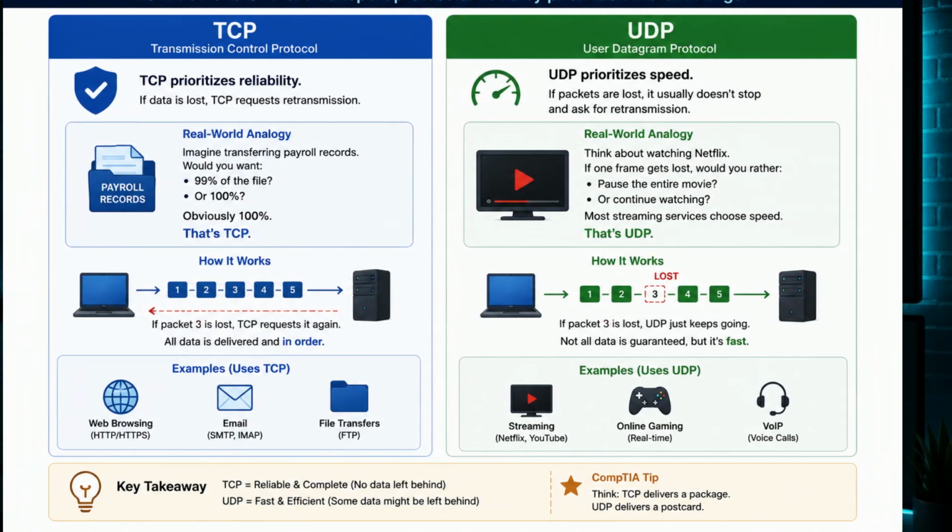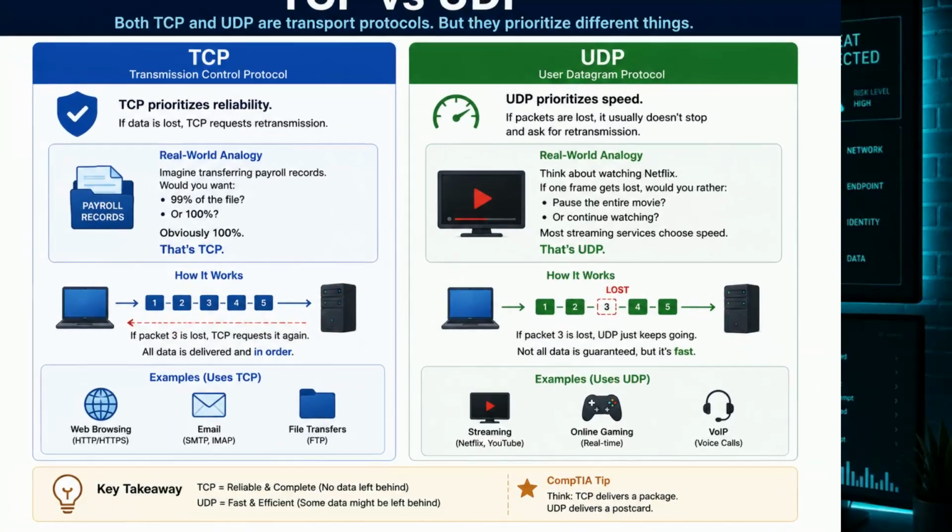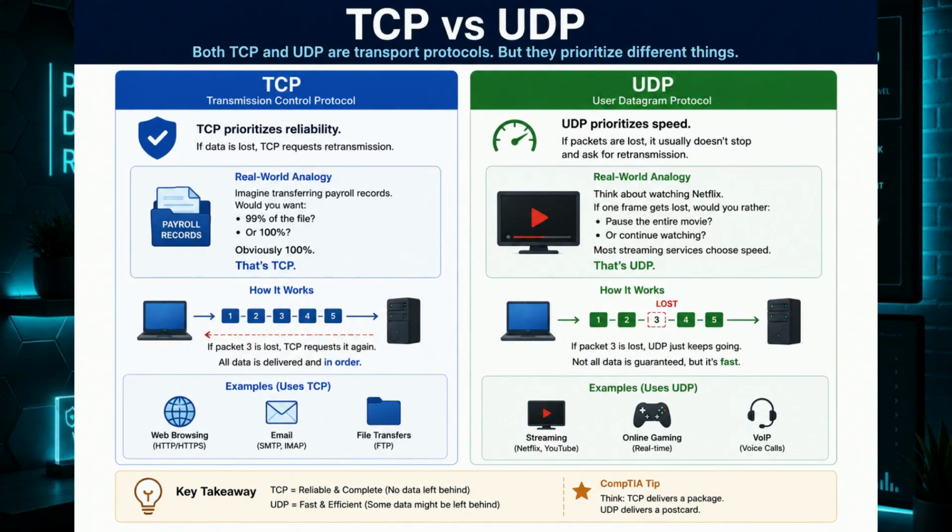Now, UDP, on the other hand, prioritizes speed. So if packets are lost, it usually doesn't stop and ask for retransmission. So think about when you're streaming Netflix. If one frame gets lost, would you rather the entire movie pause repeatedly, or would you rather just continue watching at a lower quality? Most streaming services opt for speed, and that's UDP. Examples of UDP are streaming, online gaming, or voice over IP.